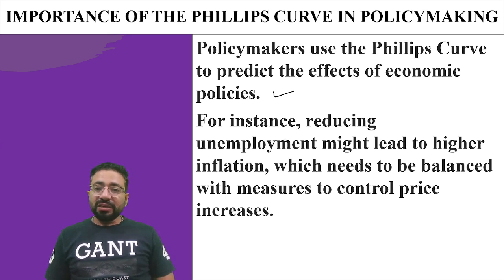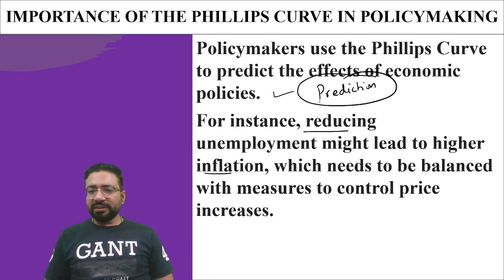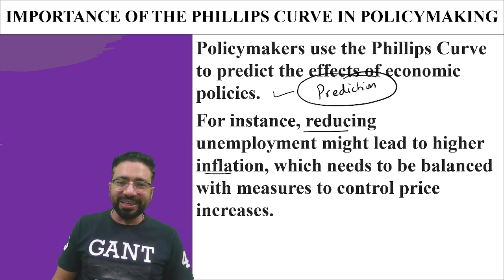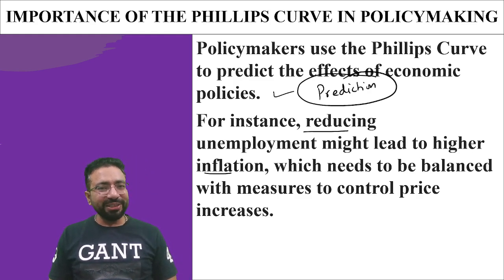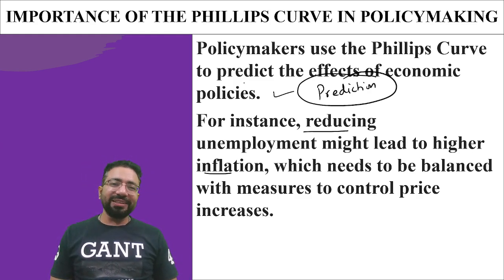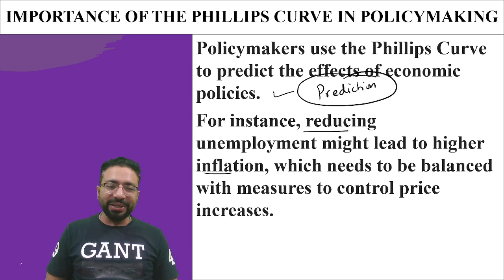Policymakers used the Phillips curve to predict the effects of economic policy, like reducing unemployment will lead to higher inflation. That makes a prediction. If you are reducing unemployment, this is not rocket science, that would definitely bring more money in the economy. If more money is brought into the economy, then there would be more spending capacity in the hands of people. Then definitely the rate of inflation would increase.